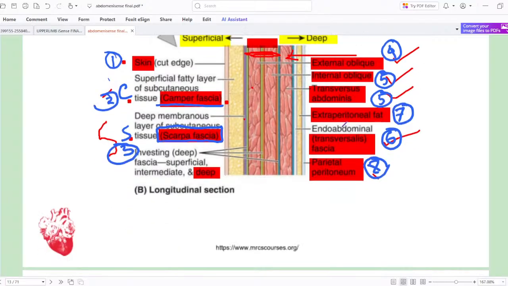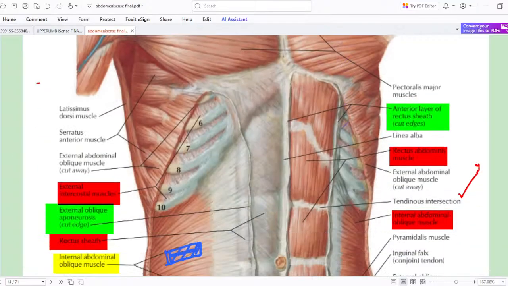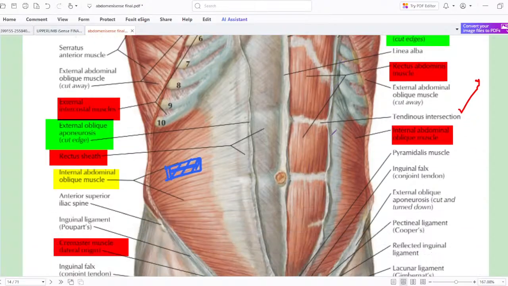Rectus abdominis. Inferior medially downward. Inferior medial. Superior medial.